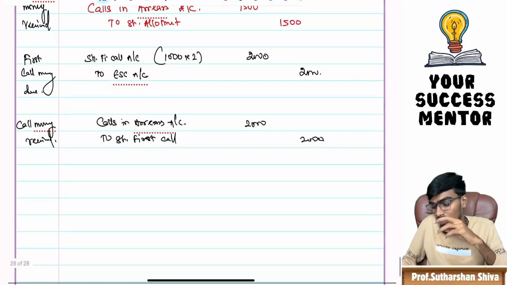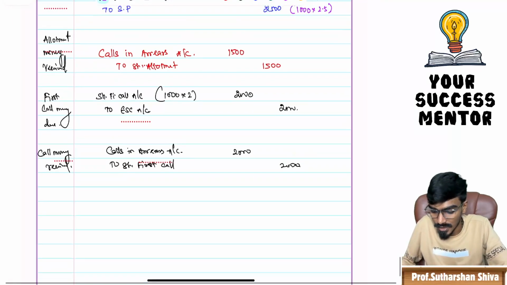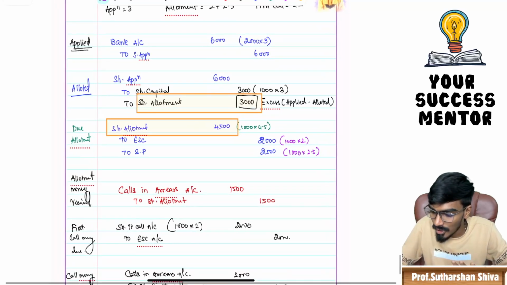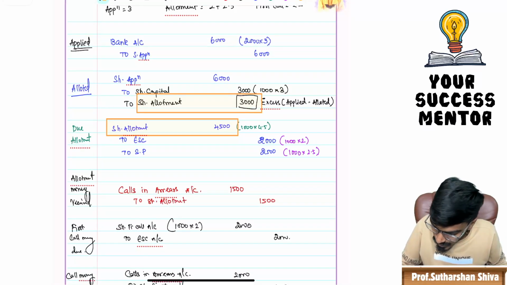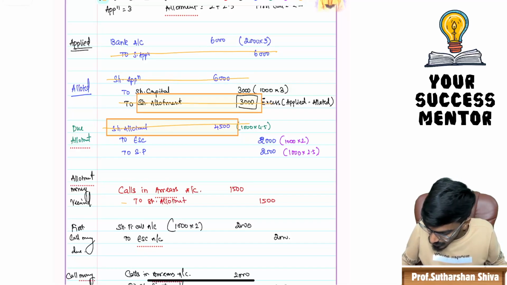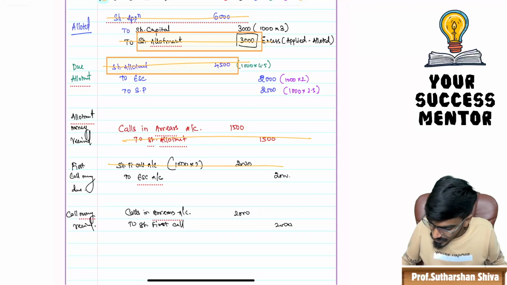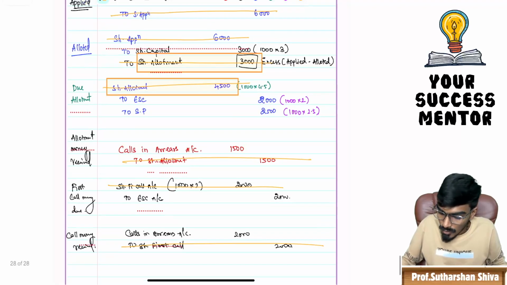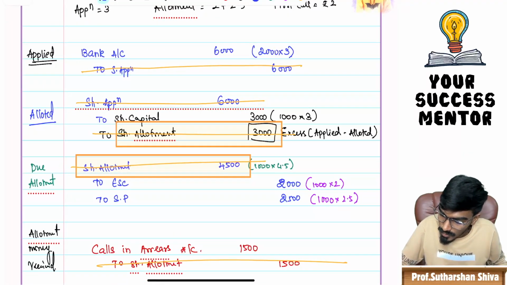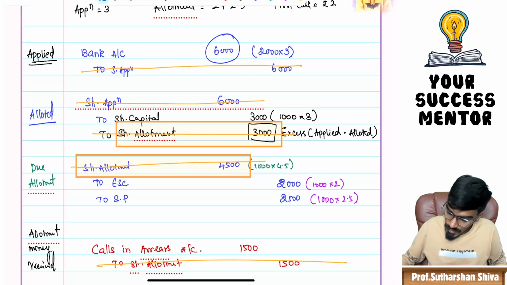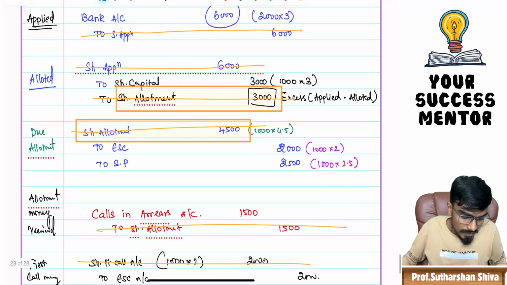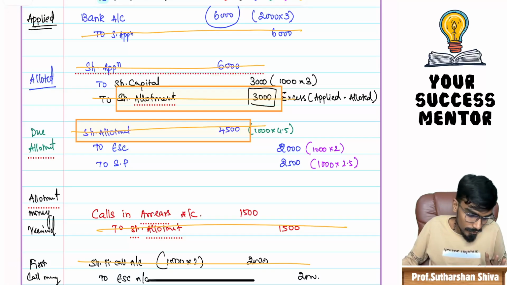Now you guys wait. Now you guys think and tell me. I'm just cancelling all the entries which have been duplicated. Application, allotment, share first call. Correct? Yes, sir. Now you guys think and tell me how much is there in the bank account. 6,000. 6,000, sir. Next? That's it, sir. Nothing. Fine. How much is there? 6,000. Correct? Yes.